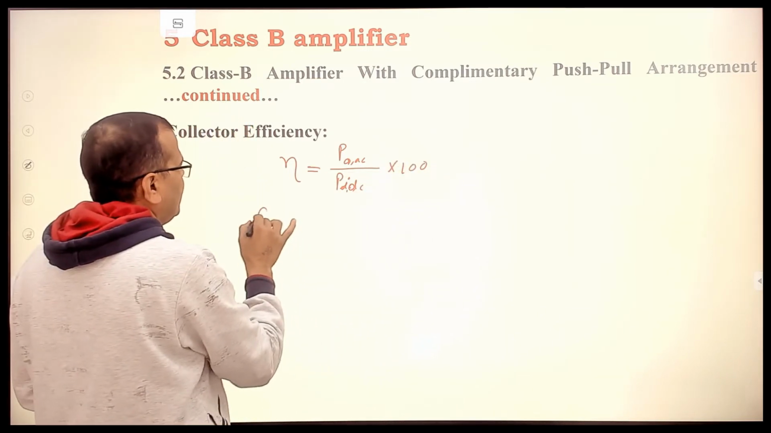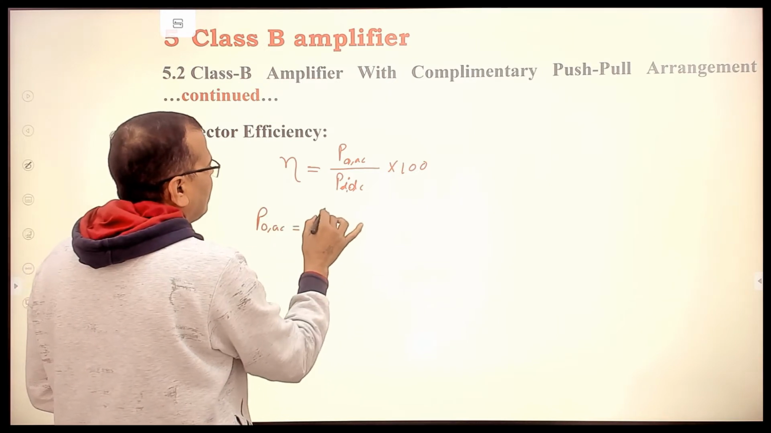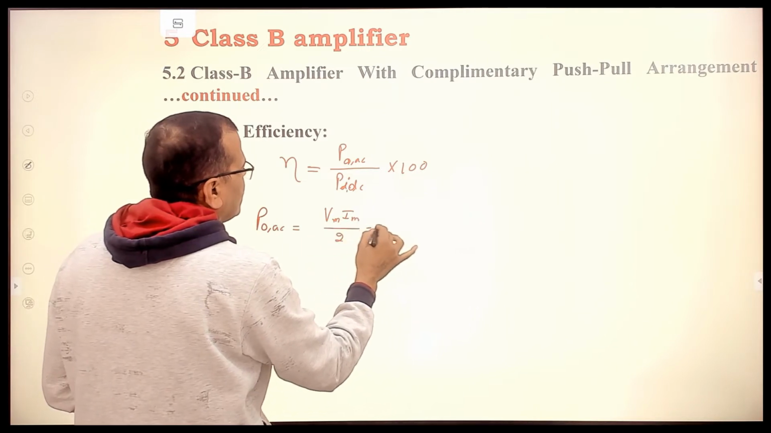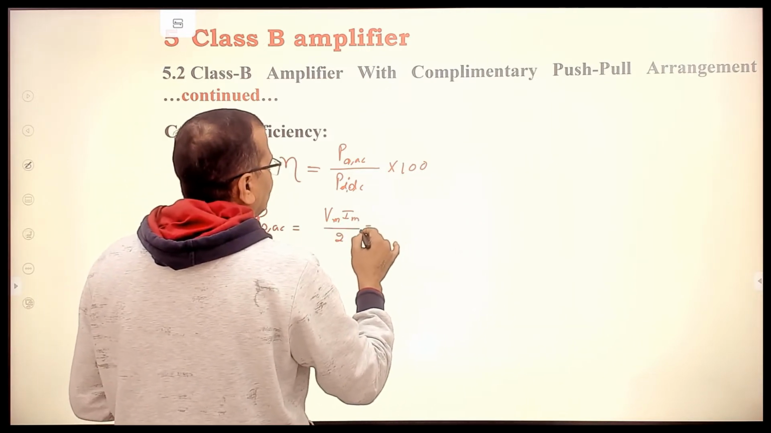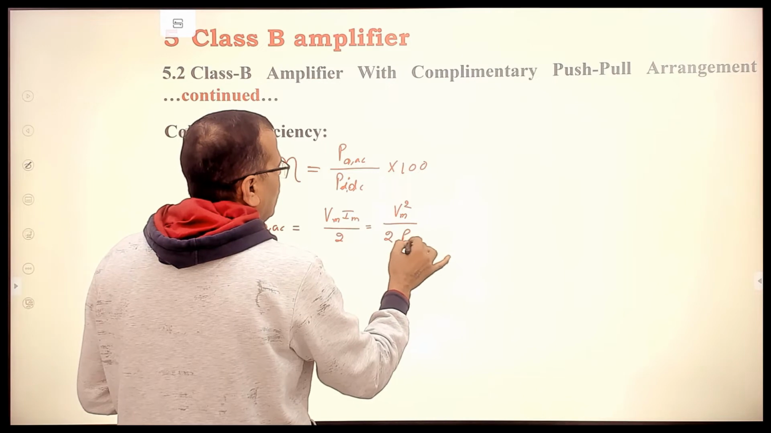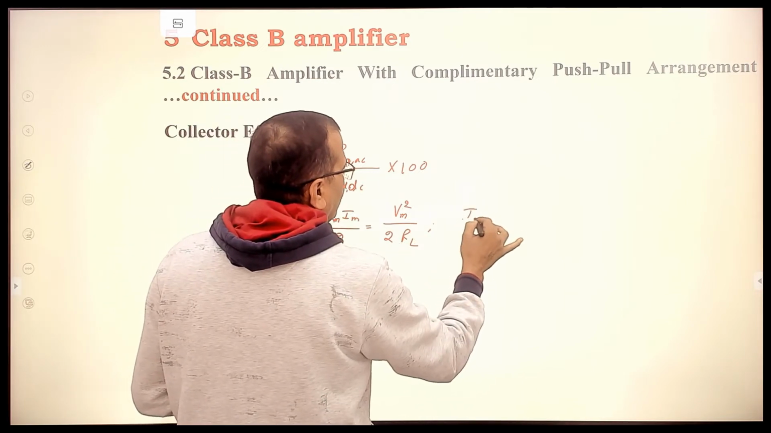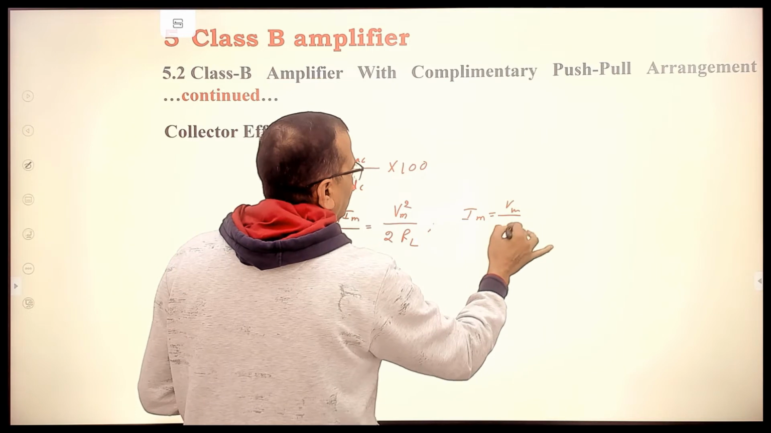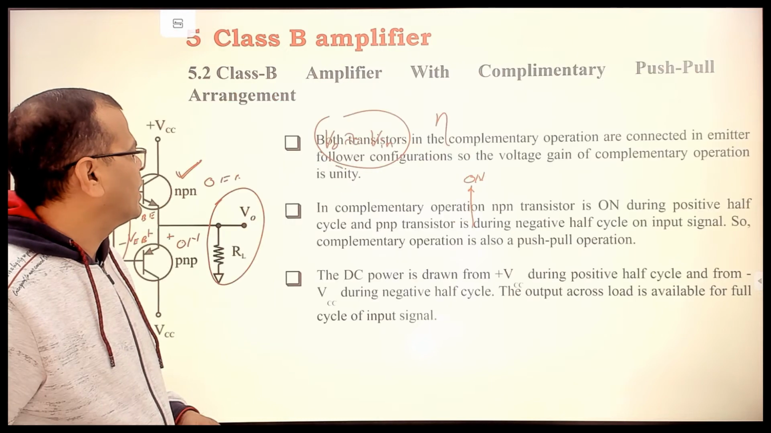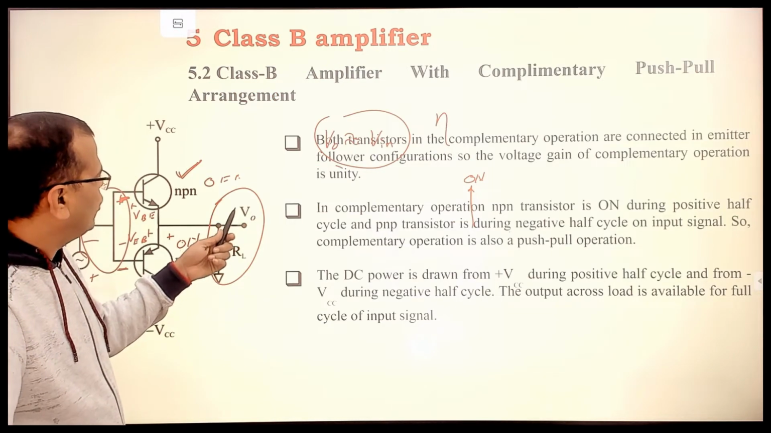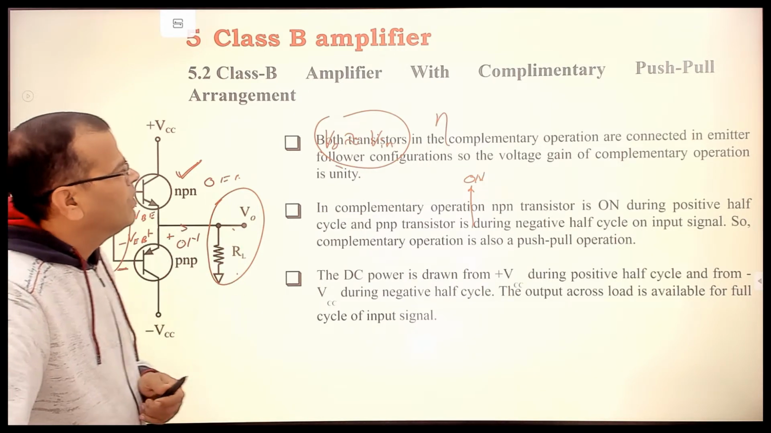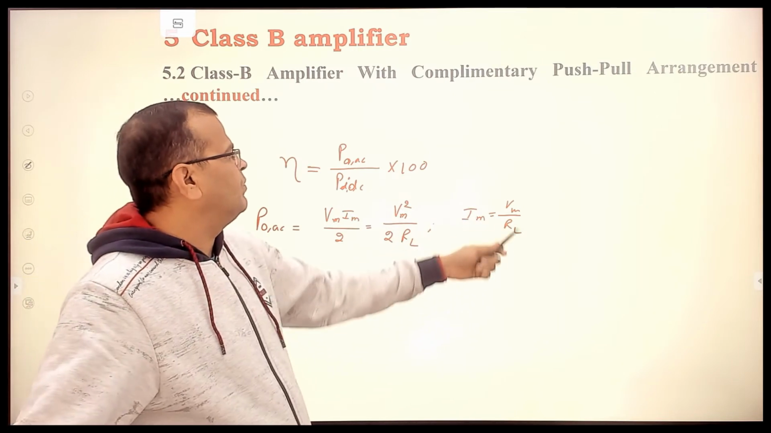We know what the AC output power is. The AC output power is Vm by root 2 into Im by root 2, that is Vm Im by 2, which is equal to, of course, Vm square upon 2 RL. What is Im? Im is nothing but Vm upon RL. You can see from the circuit, this is the peak of the output voltage Vm, divided by the resistance, will be the current coming from the transistors, right? So Im is Vm by RL.